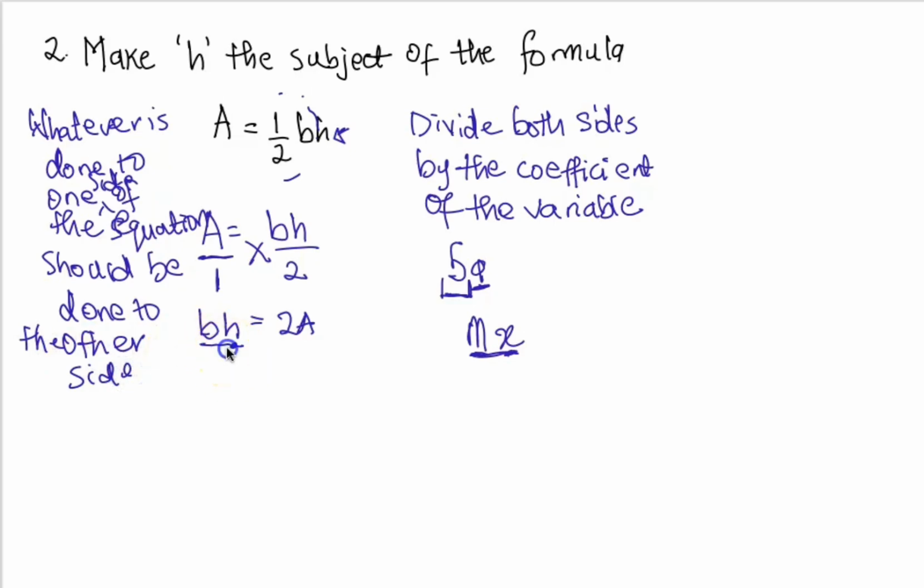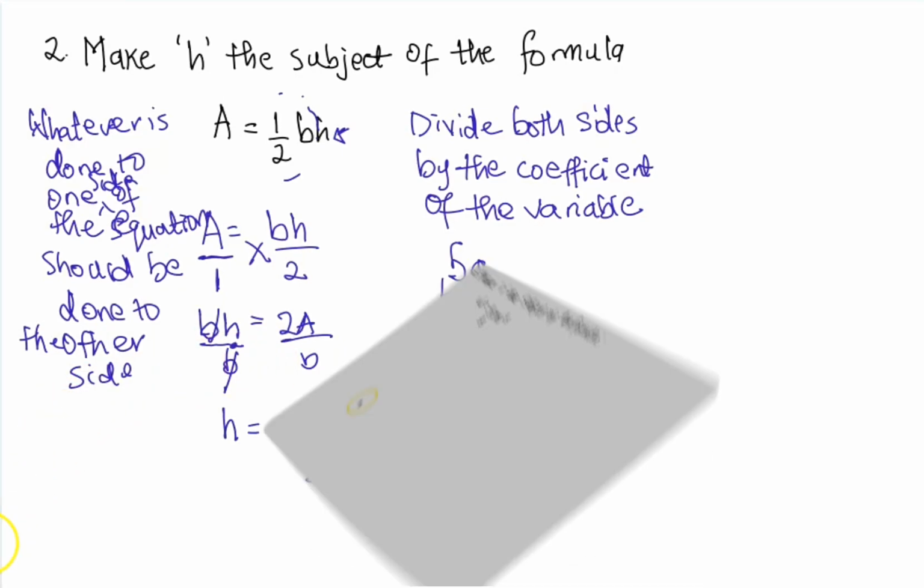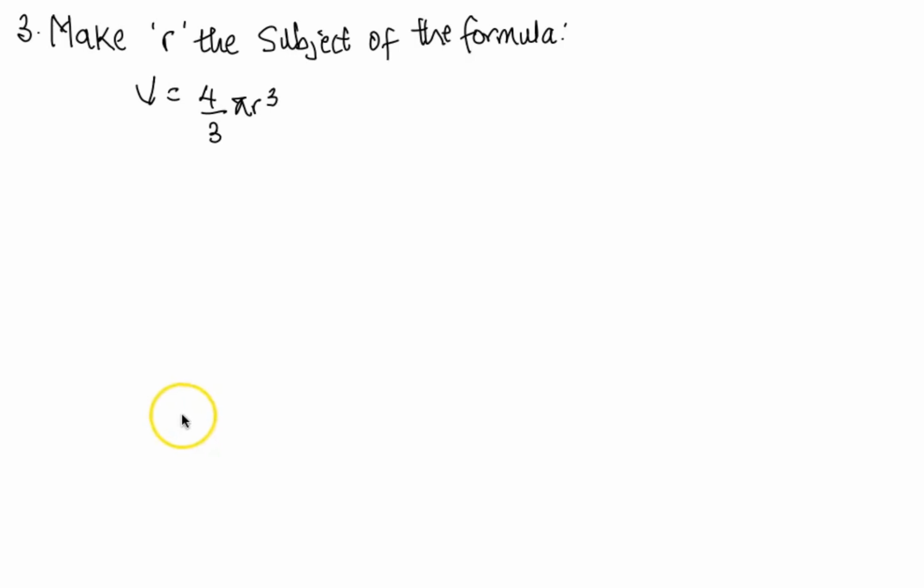So in this case, we are going to divide both sides by b. So b will cancel out b. So then h is equal to 2A over b. So this is a very basic rule you ought to know. So remember, divide both sides by the coefficient of the variable, that's whatever is attached to it. And then whatever you do to one side of an equation should also be done to the other side of the equation. In the third question, we have to make r the subject of the formula, which is V is equal to 4 over 3 pi r cubed.